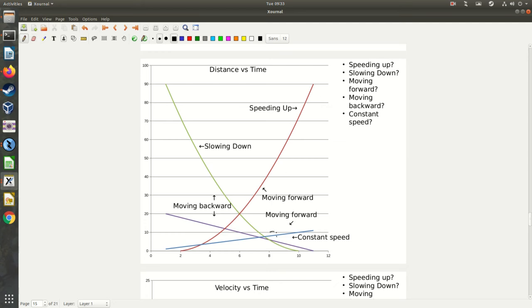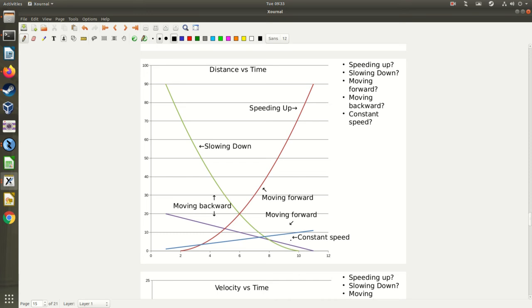Now, I put both of them as being at a constant speed. Remember, speed is a positive quantity, so it doesn't matter if it's going down or if the blue guy is going up, it's still going to be constant. Now, it does differ. The blue guy is moving forward while the purple fella is moving backwards because it's going from 20 back towards the origin.